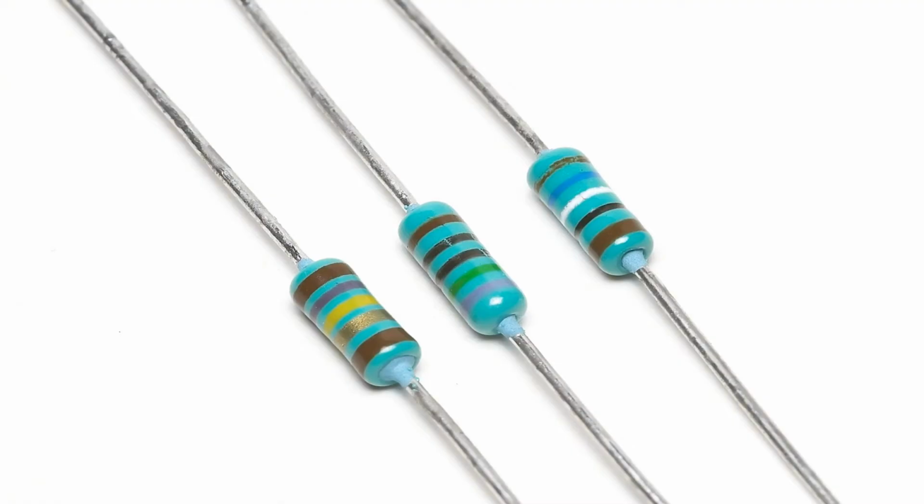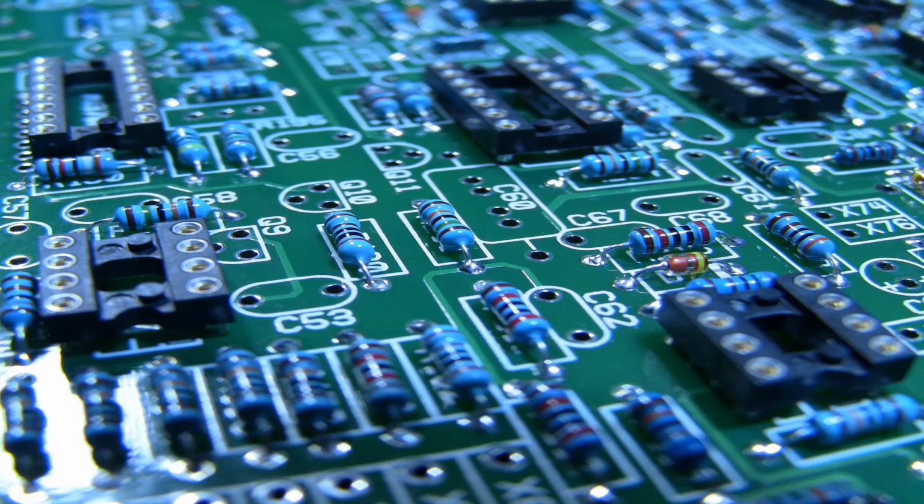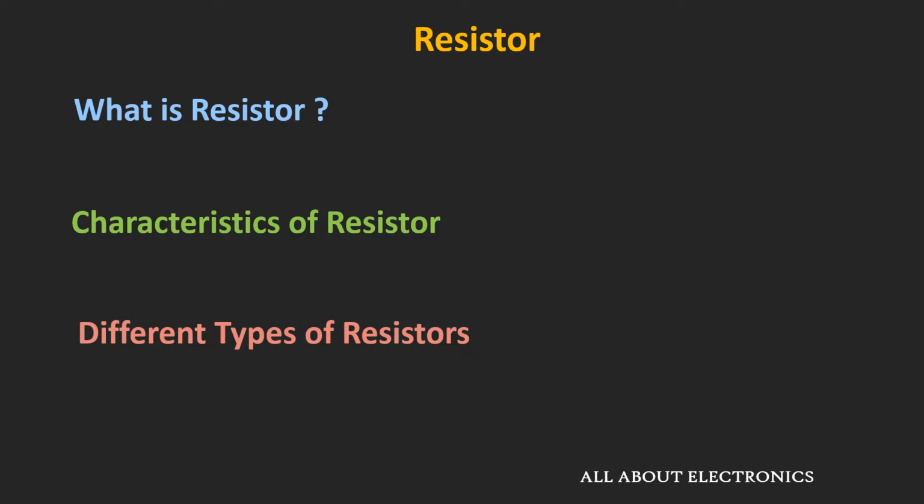Resistor is the most used passive circuit element in circuit design, and in fact it is hard to imagine any circuit without resistors. So in this video, let us find out briefly about these resistors and see the different characteristics or parameters related to them. And then let us see the different types of resistors which are used commercially.